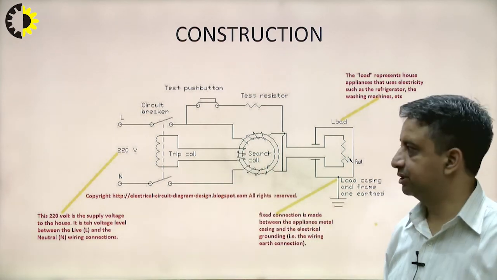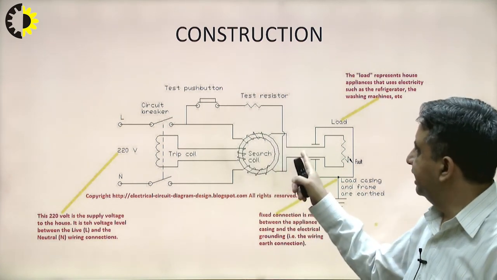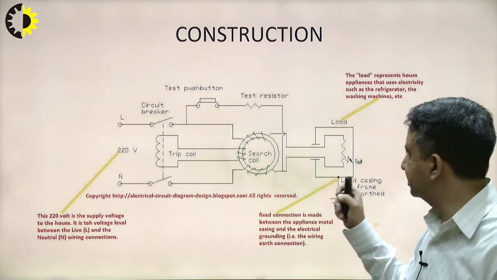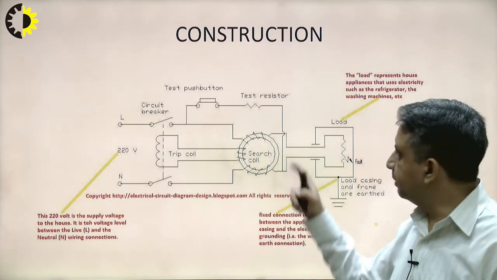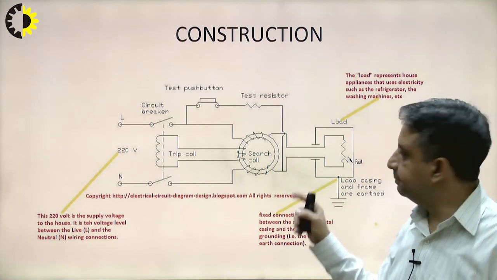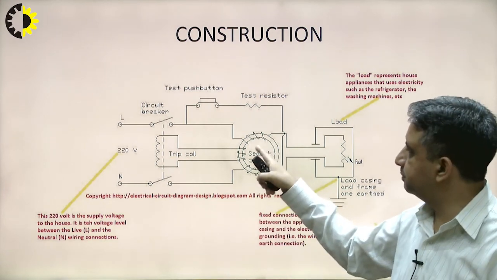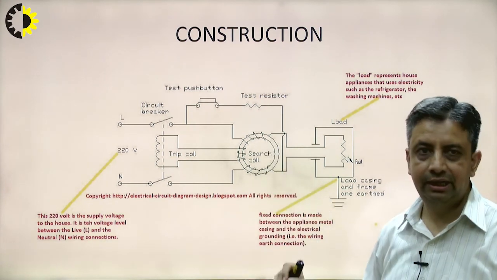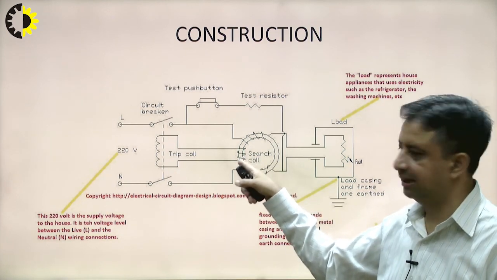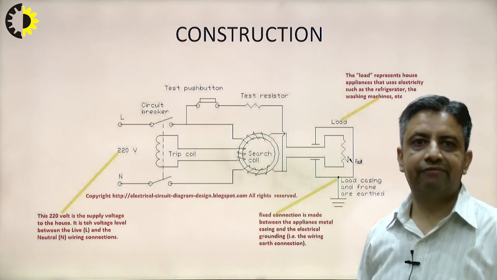Now suppose by any chance the current flowing through the line comes in contact with any part of an electrical device. Under that condition, some amount of current will directly flow through the earth. That means now the line current will not be equal to the neutral current. So the flux produced by the line current and the neutral current will not be the same, and that residual flux will be sensed by the trip coil, and due to the voltage generated by this trip coil, this circuit breaker will operate.